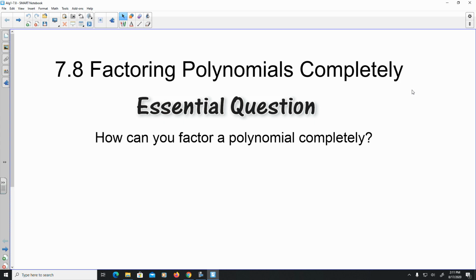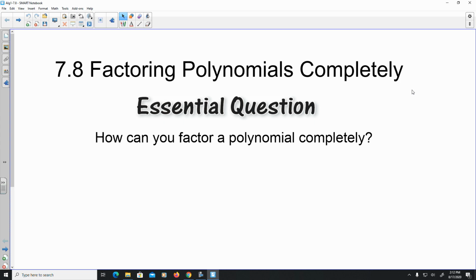Today we're going to be looking at 7.8, the last section in chapter 7, where we're going to be factoring polynomials completely. So we want to know how can you factor a polynomial completely. A lot of different situations, a lot of different rules come into play when it comes to factoring completely.